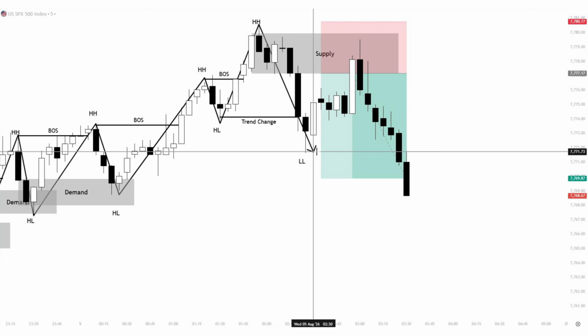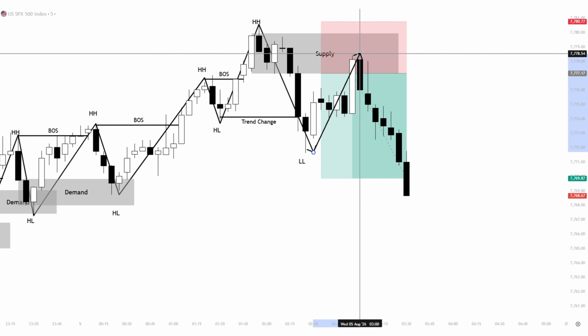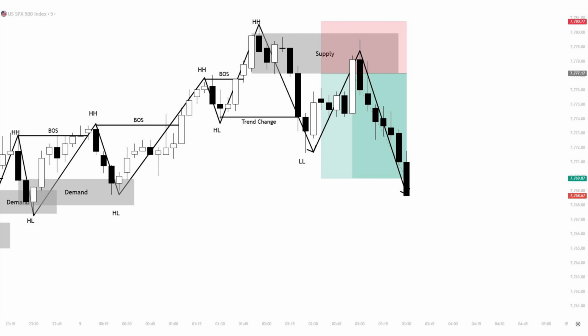So from this last lower low, the price pulls back, as expected, and soon after it has hit the supply, the price begins to push back down quite aggressively. So after it has hit the supply, every single candle after that was closing bearish. This kept going until eventually the price broke below the last low.